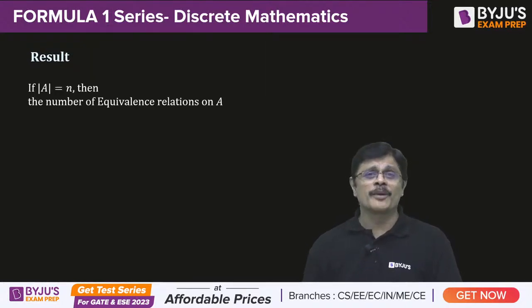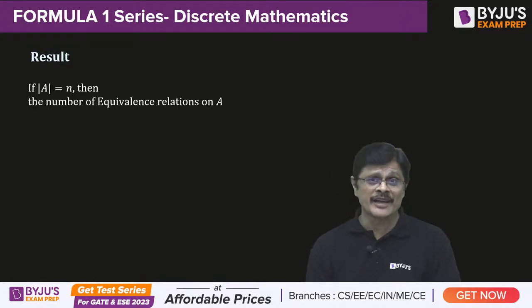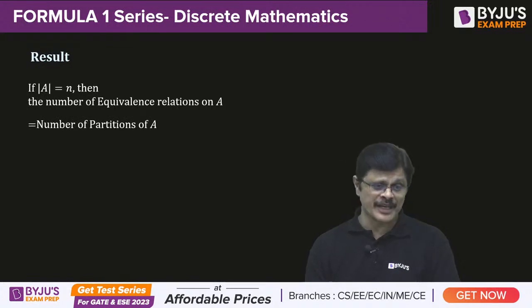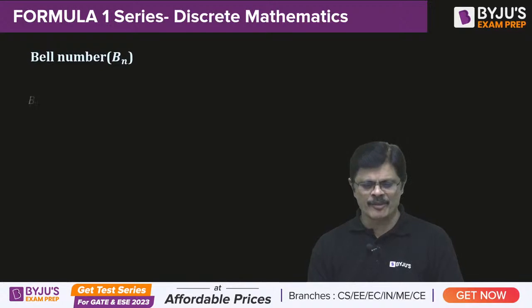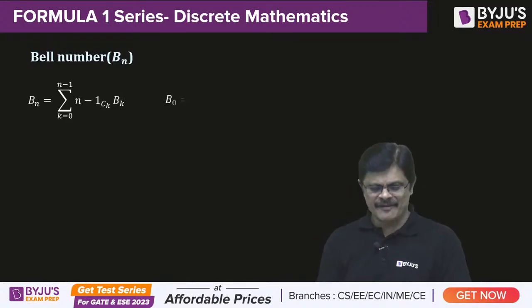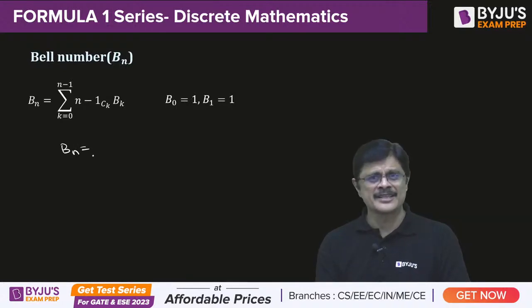Now the important formula is, if A contains n elements, then the number of equivalence relations on A will be the same as the number of partitions of A, and that is equal to the Bell number, my dear friends. And this is the famous formula for the Bell number. See, for example, let me tell you how it is written. If it is Bn, what actually happens here?